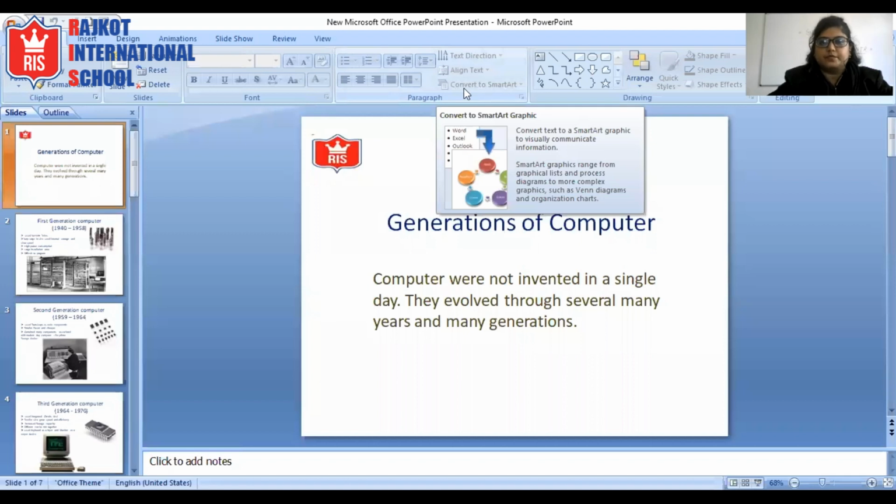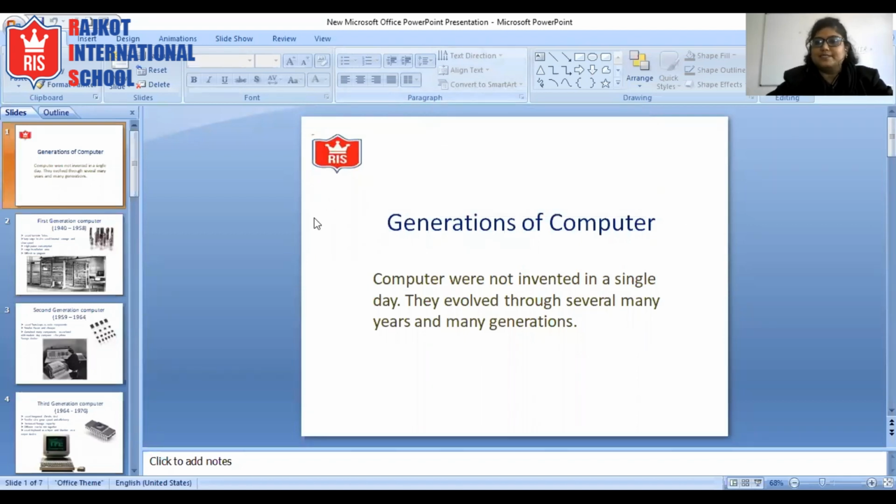Generation of computer. Computer was not invented in a single day. It took many years to generate. Here there are 5 generations of computer. Let's see one by one.